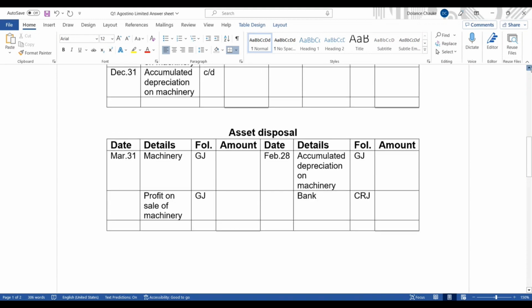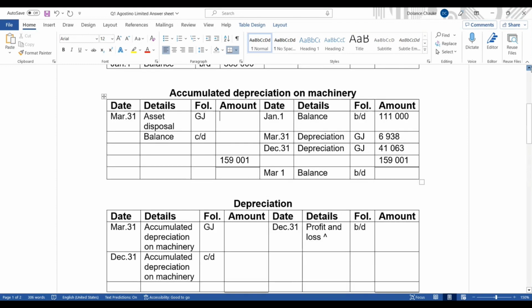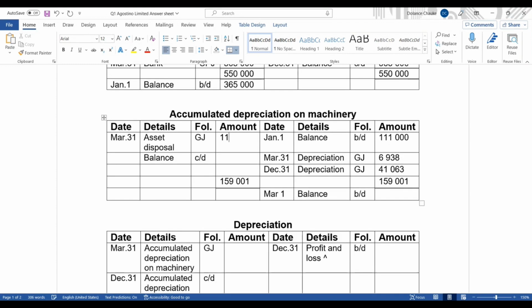You're saying 117,938. Yes, sharp. Now, the bigger side is the credit side, right? So we're going to say 159,001 minus 117,938. How much are you getting? I'm sure you'll get 41,063. Therefore, to balance properly, I told you you are opening for the next year.